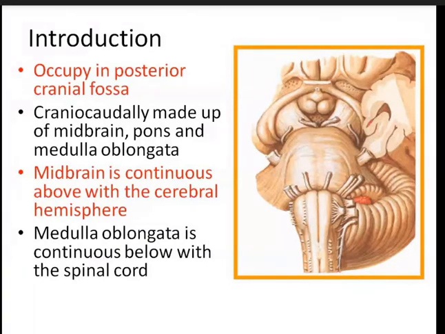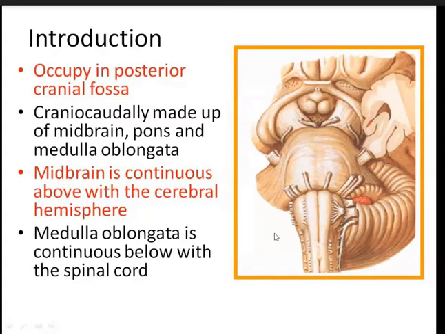In osteology, we discuss the interior of the cranial cavity in later classes. For now, you know the interior of the cranial cavity is divided into three fossae: the anterior cranial fossa, middle cranial fossa, and the posterior cranial fossa. So the brain stem occupies the posterior cranial fossa.